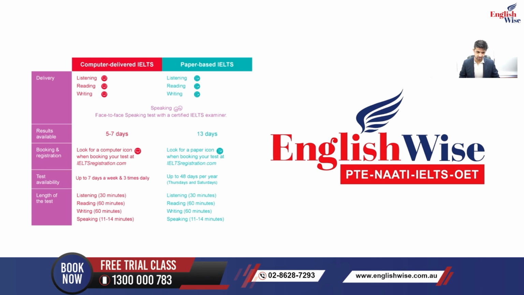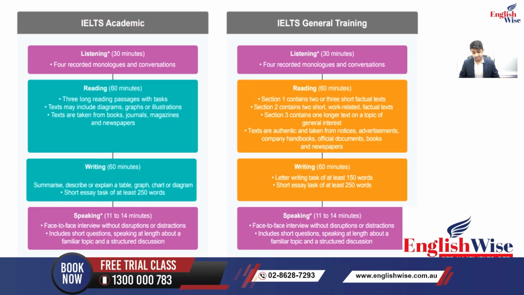You have computer delivered IELTS and paper delivered IELTS, in which writing is the third section for you. Out of 60 minutes allocated for the writing section, you have 20 minutes allocated for task 1 and 40 minutes allocated for task 2. In writing task 1, you have to prepare a letter for general students, which is 150 words, which is different than task 1 in academic, which is describing or explaining a graph.